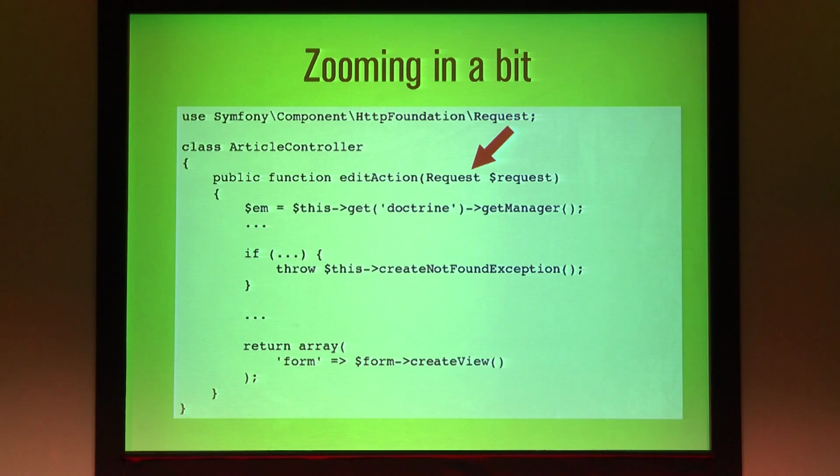We are using the request as an argument. We are fetching some kind of a service called the doctrine service from the service container. It's available, it has been injected automatically, and we can use this get to fetch that service. It uses a parent function, like the create not found exception, and it returns an array of template variables. Well, this should have been a response, of course, so an array is not something that is compatible with the response class. So yes, we have to do something about these things.